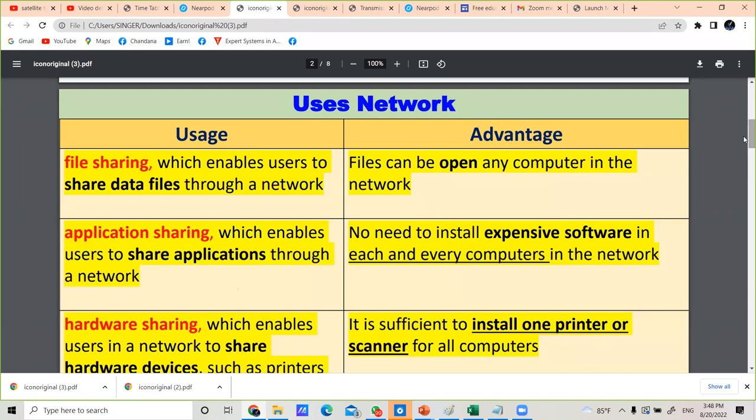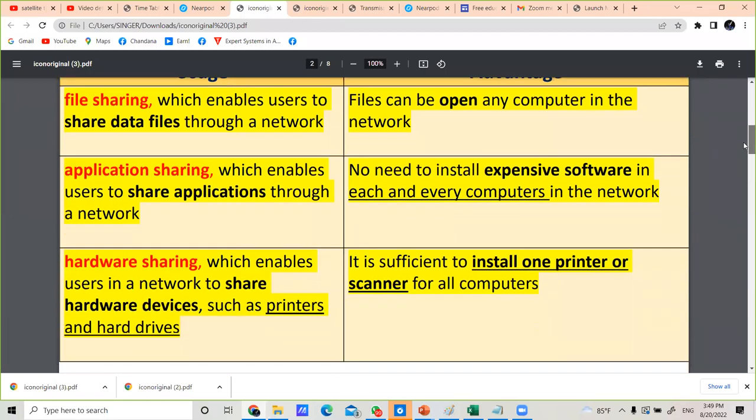Then application sharing, another usage, which enables sharing applications through the network. As I mentioned earlier, your computer may have valuable software. If you have a computer network, the advantage is there is no need to install that valuable software on each and every computer in the network. It is okay to install it on only one computer. Then other computers in the network can access that particular computer and use that expensive software. That's the main advantage. Because of the computer network, you can share the software.